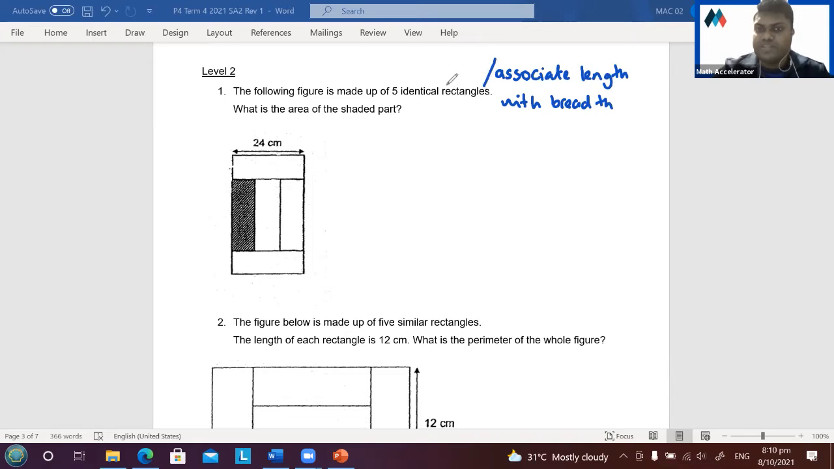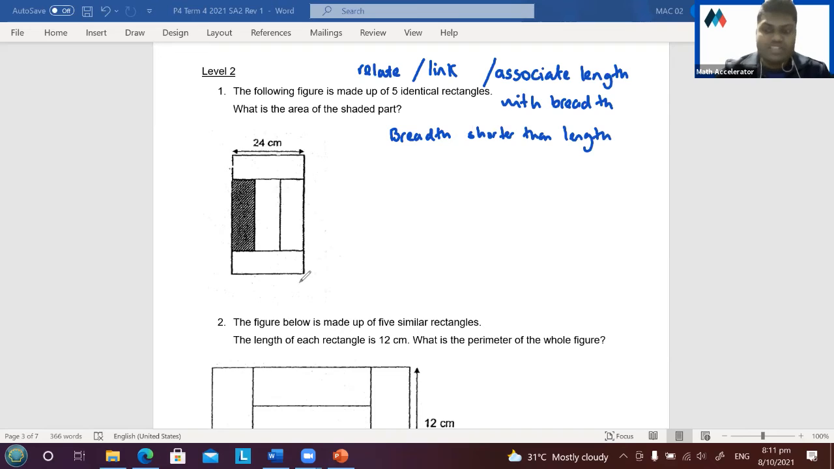If you do not like this word, you can use words like link or relate, up to you. Either one of these three: relate length with breadth, link length with breadth, associate length with breadth, either one of them. Write this down, please, quickly. Okay, so once you've written this down, you know by heart that breadth is always shorter than length. Okay, you know this, right?